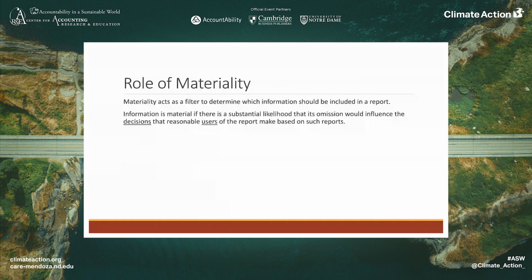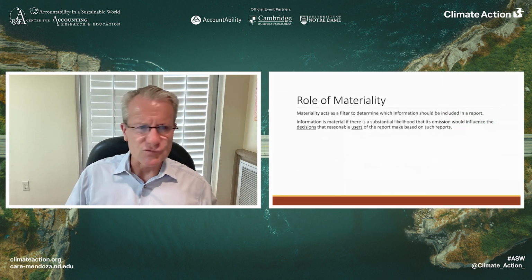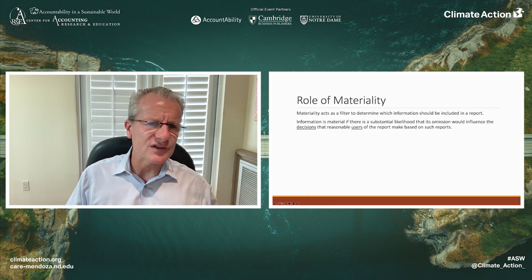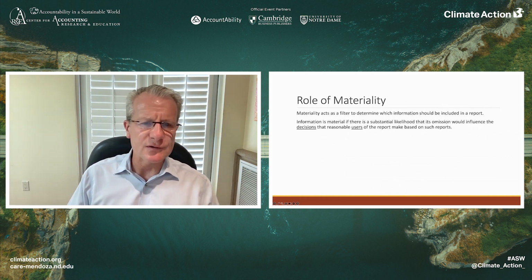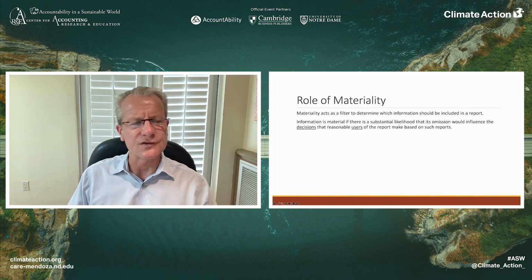So let me just start by talking a little bit about what we mean by materiality. Materiality is basically the filter which determines which information gets included in a sustainability report. And I've listed a definition here. It's aligned with the US Supreme Court definition. It's my own version of it, but it's a good representative definition. Information is material if there is a substantial likelihood that its omission would influence the decisions that reasonable users of the report make based on such reports. And I've emphasized that the focus here is on the users of the reports and the decisions that they're making.